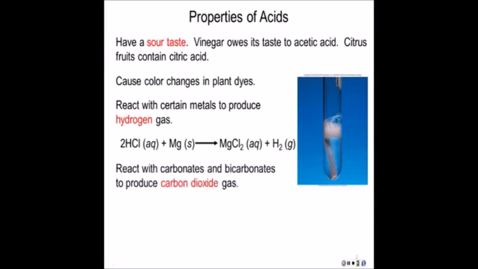Acids react with the carbonates and bicarbonates to produce carbon dioxide gas. And here's that equation there. Now the carbon dioxide, as we see with my arrow, here's the carbon dioxide gas, and that's actually coming from the carbonate. So calcium carbonate is an example of a very common carbonate you can buy in a store, and you probably buy it as Tums or Rolaids.